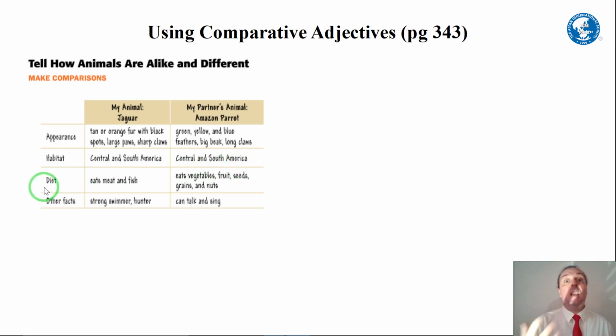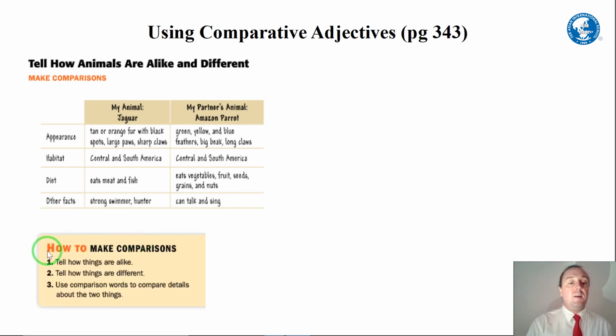The diet, do they eat the same thing? Do they eat something different? The jaguar eats meat and fish. The parrot eats vegetables, fruits, seeds, grains, and nuts. So they have a different diet, but the same habitat. And other important facts. The jaguar is a strong swimmer and hunter. The parrot can talk and sing. So in many ways they're the same. In many ways they're different.